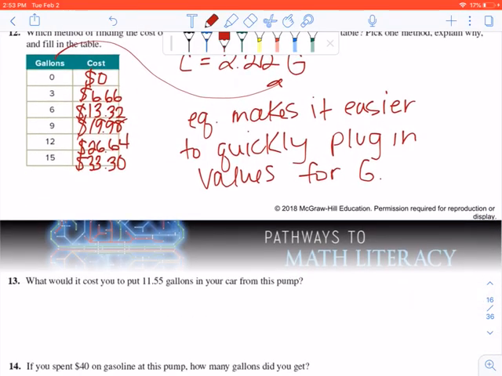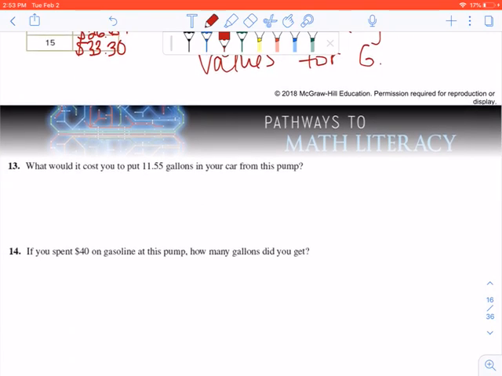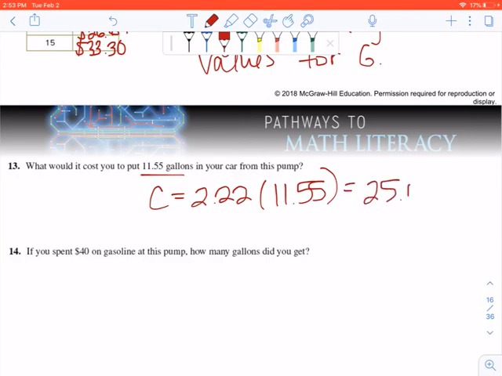Okay, so number 13 says, what would it cost you to put in 11.55 gallons in your car from this pump? So again, these are a couple more problems of finding the cost. I would use the equation again. So 2.22 times 11.55. I would say that's the easiest way, and we should get $25.64.